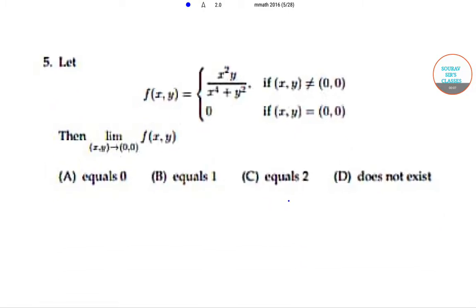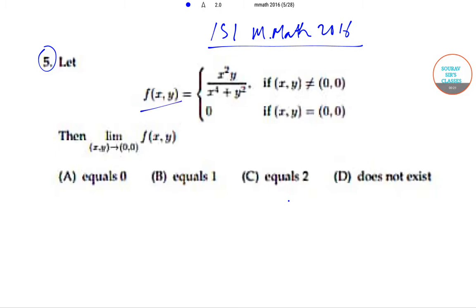Today we will be solving the ISI MMath question paper from the year 2016. Today we will be solving question number 5. In question number 5 it has been said that f(x,y) is equal to x squared y upon x to the power 4 plus y squared when (x,y) is not equal to (0,0), and f(x,y) is equal to 0 when (x,y) is equal to (0,0). In that case we need to find the value of the limit of f(x,y) as (x,y) tends to (0,0). The answers are equals 0, equals 1, equals 2 and does not exist.